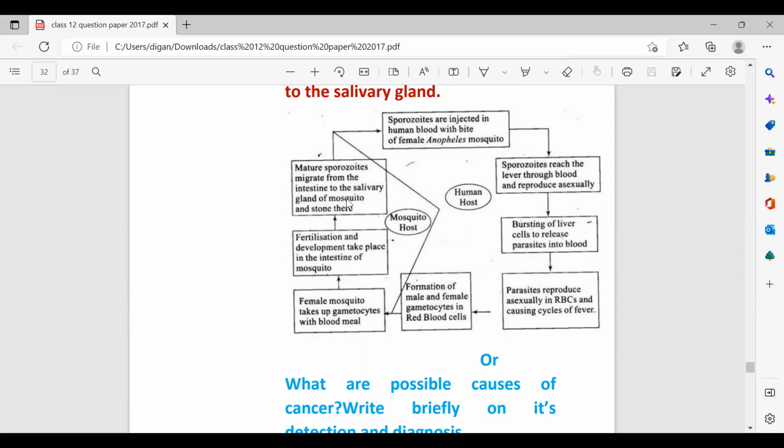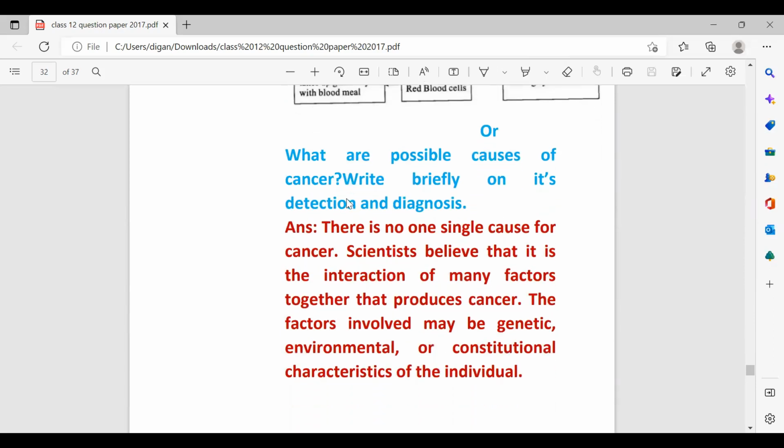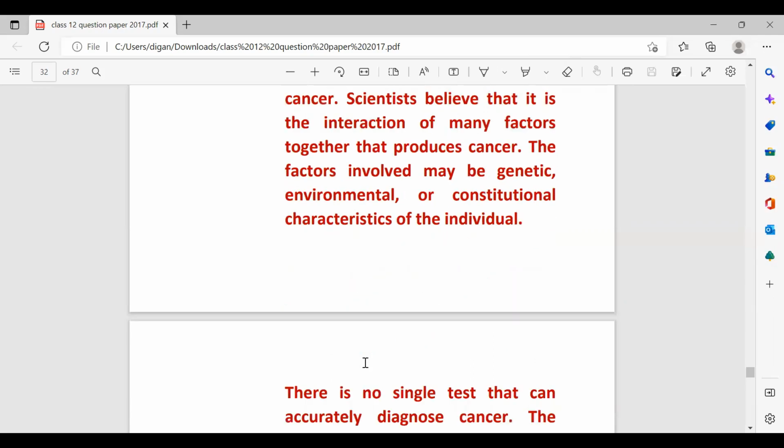What are the possible causes of cancer, and write briefly on its detection and diagnosis. There is no single cause for cancer because scientists believe that it is the interaction of many factors together that produce cancer. The factors involved may be genetic, environmental, or constitutional characteristics of the individuals.